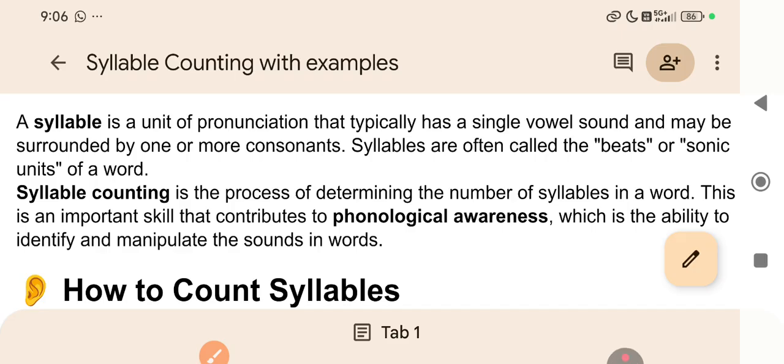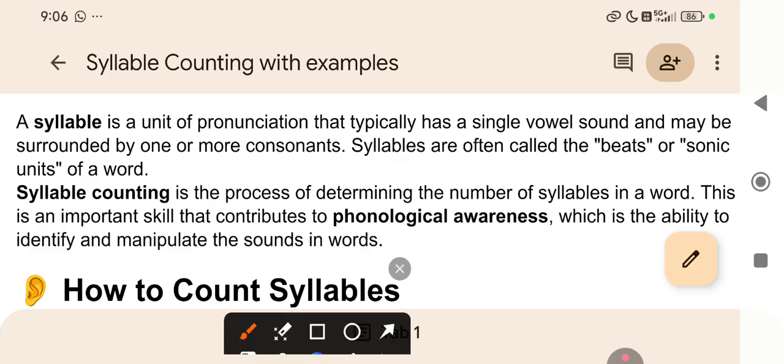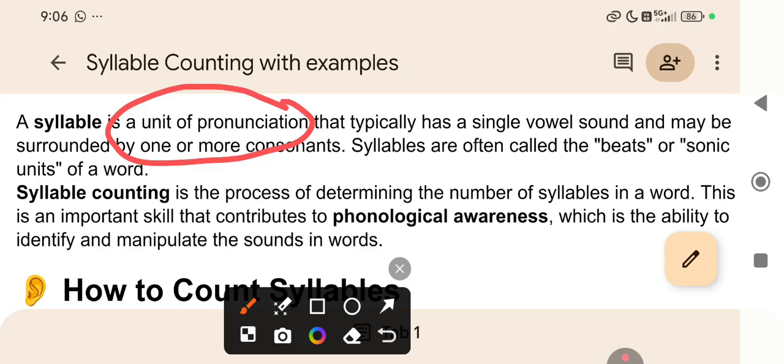This is the video on syllable counting. So, let us discuss what syllable counting is. A syllable is a unit of pronunciation. We all know that a syllable is the basic unit of spoken language, right?